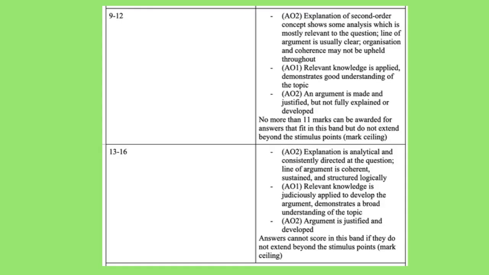These are the top 2 bands. If you're scoring in these bands, it means that you've identified the second order concept and made a judgment. You've then supported that with relevant evidence and come to a justified conclusion. Your structure is clear, the examiner knows exactly what you're trying to argue. Overall, you've demonstrated a really good understanding of the topic and the question.